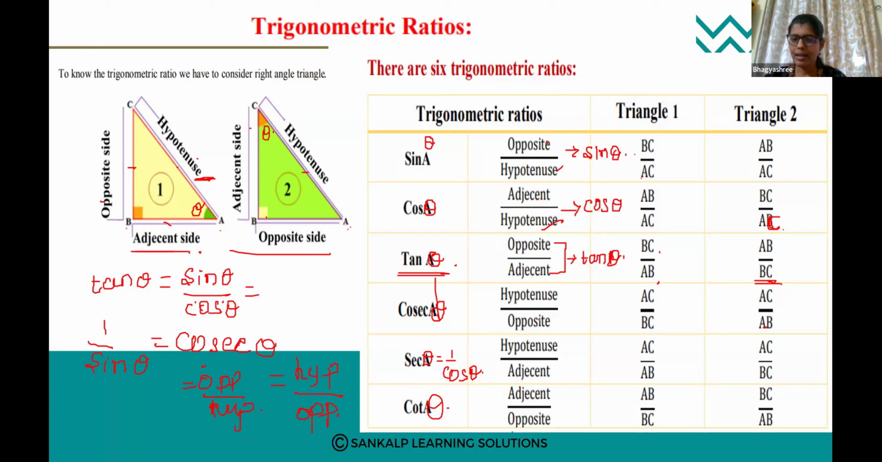Right? AC divided by AB. Here AC divided by BC. Cot theta, cotangent theta. Tangent theta is tan theta. Cotangent theta is cot theta. Okay, so tan theta, just reverse it. Adjacent divided by opposite, right? Adjacent divided by opposite: AB divided by BC. Here also BC divided by AB.